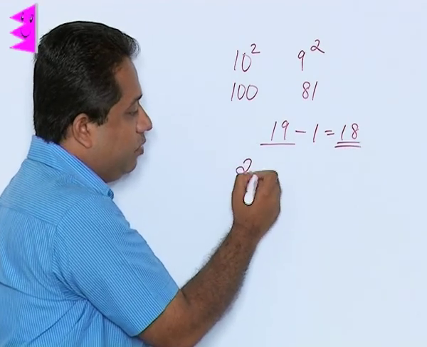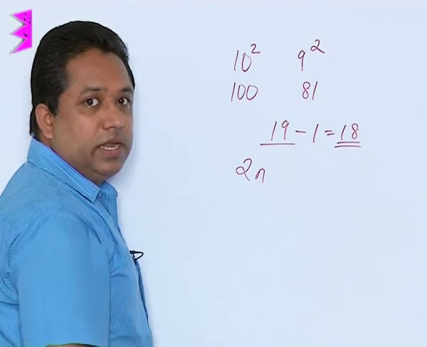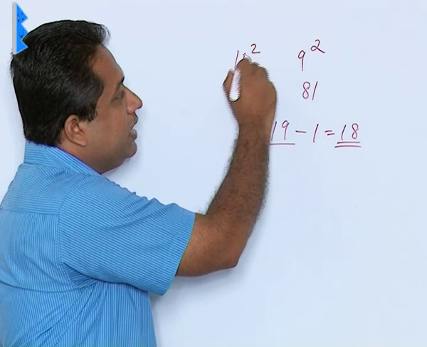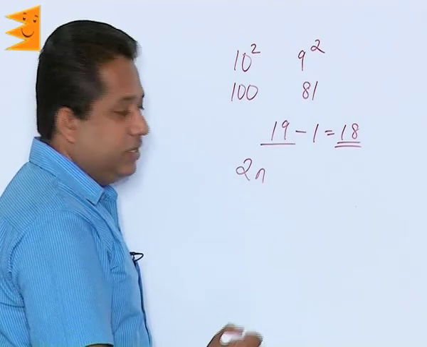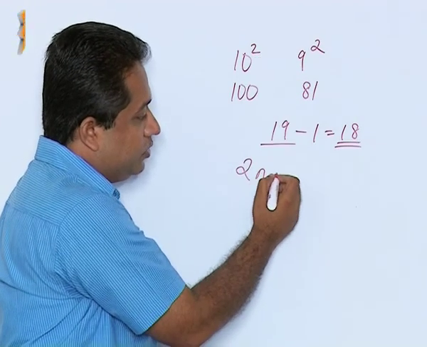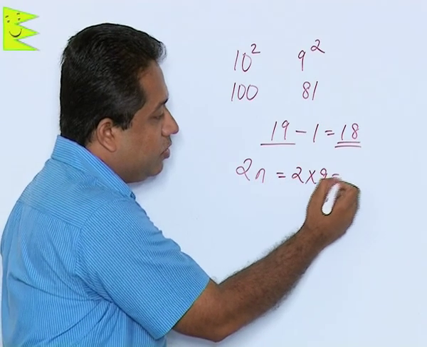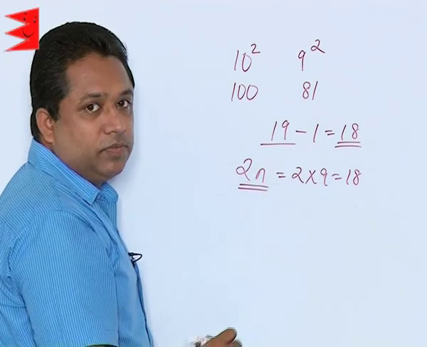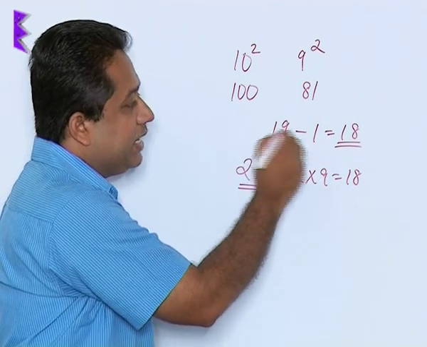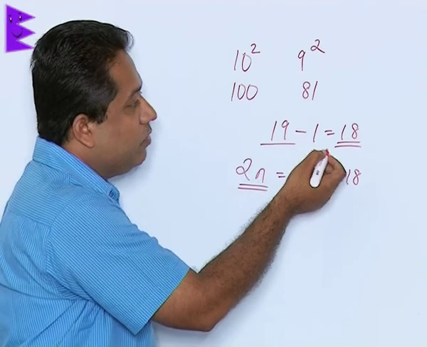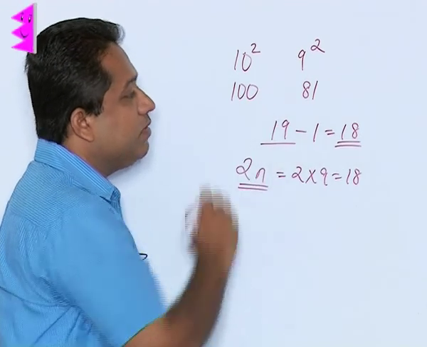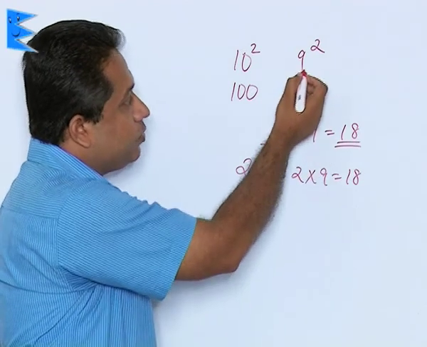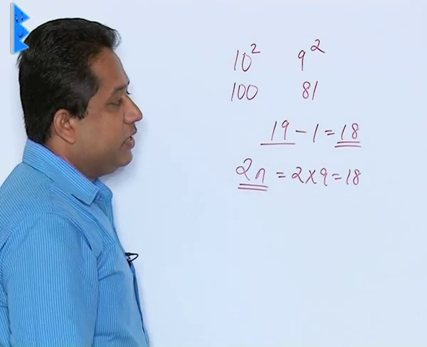Or as I told before, the formula can be applied, that is 2n, where n is the smaller number. So 10 and 9 are the two numbers given to us in the question. So the smaller number is 9. So this becomes 2 into 9 equal to 18. So this formula helps us to do the question faster, instead of actually subtracting and finding out and then subtracting 1 or counting the digits between 81 and 100. So we can directly apply this formula 2n, where n is the smaller number, and then we get the result.